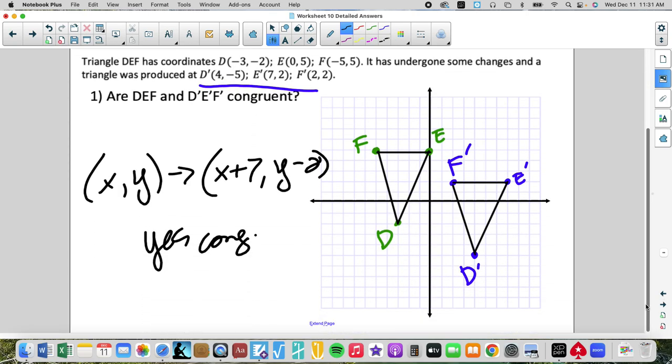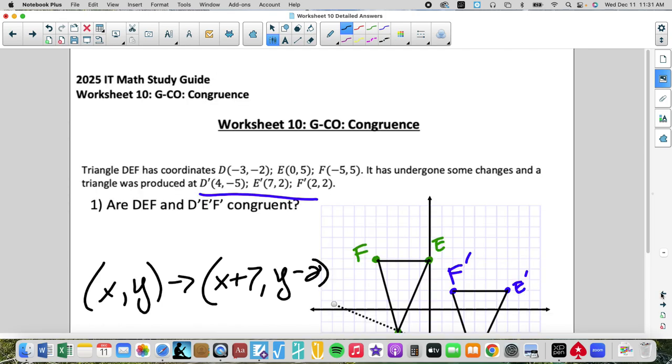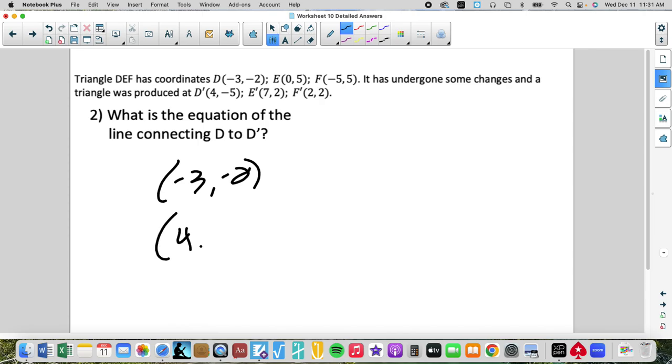So what they're asking is, hey, if we make a line here, if we connect these dots, we have to write an equation for that. So how do we do that? There's a number of ways we can do it. We can look at those two points, the two D points, which is -3, -2, and this is what we just worked on in class, and 4, -5.